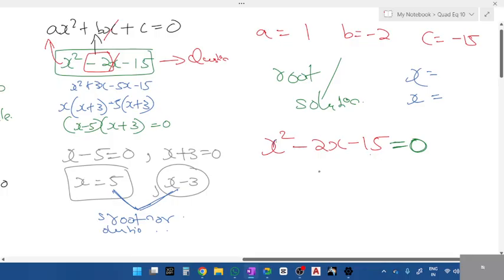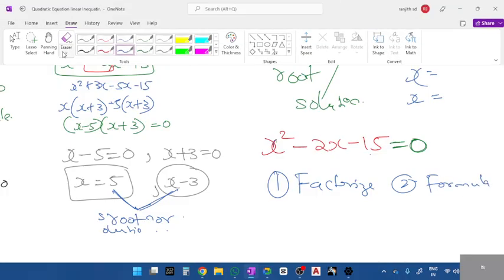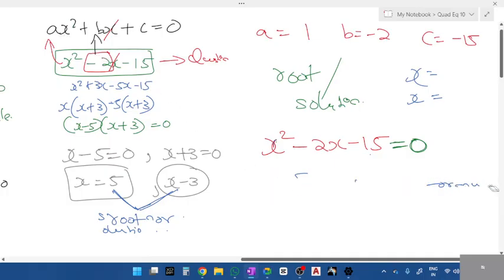To solve this and find the solution, you have two methods. First method is factorization. The second method is formula method. Factorization I'll teach now. The next one is formula method.